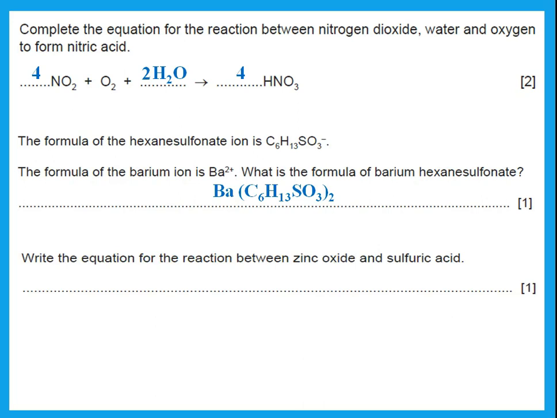Okay, write the equation for the reaction between zinc oxide and sulfuric acid. So you think, how do you write zinc oxide? Well, zinc oxide, the valency of zinc is 2 and the valency of oxygen is 2, so I don't put 2's under anything. Sulfuric acid is the acid that contains sulfates. The valency of sulfate is 2, so sulfuric acid is H2SO4.